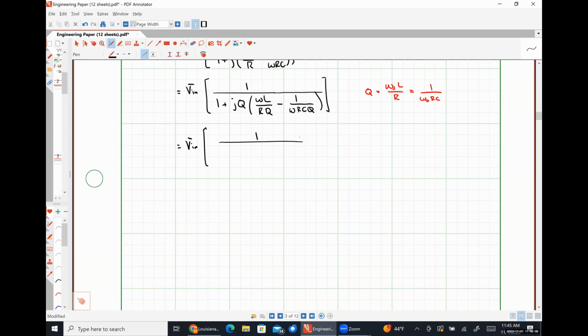1 over 1 plus jQ times omega over omega naught. I'm going to do the same thing to the right-hand term, right? So dividing by Q is effectively just putting the reciprocal of Q here in the numerator, and the R's and C's are going to cancel each other out. And so this will look like negative omega naught over omega.